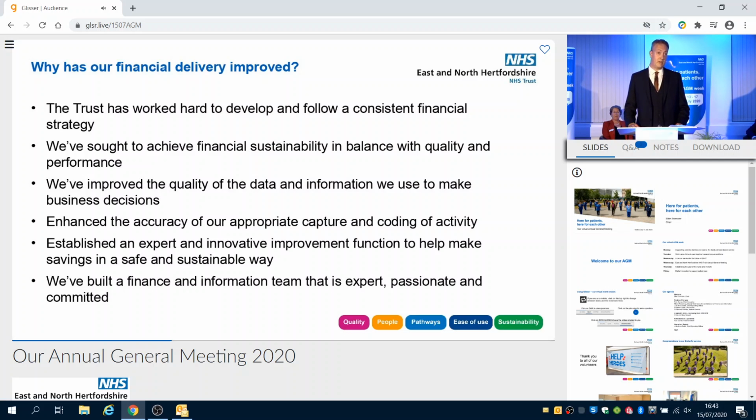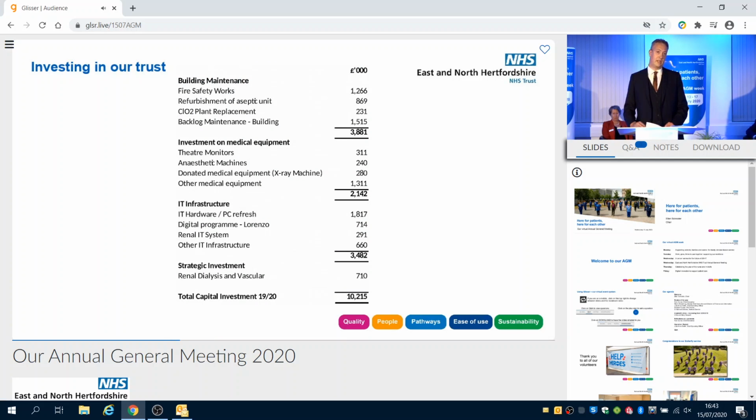A huge part of the journey as well has also been setting up an expert innovation and improvement function, our PMO. And they've made a really valuable contribution working alongside managers, alongside clinicians, to make sure that where we do deliver savings and efficiencies, we do that in a safe and sustainable way. And finally, I think it wouldn't be appropriate if I didn't mention my finance and information team. I think they have made a really big contribution to our financial journey. They're expert, they're passionate, they're professional, and they're committed to the trust.